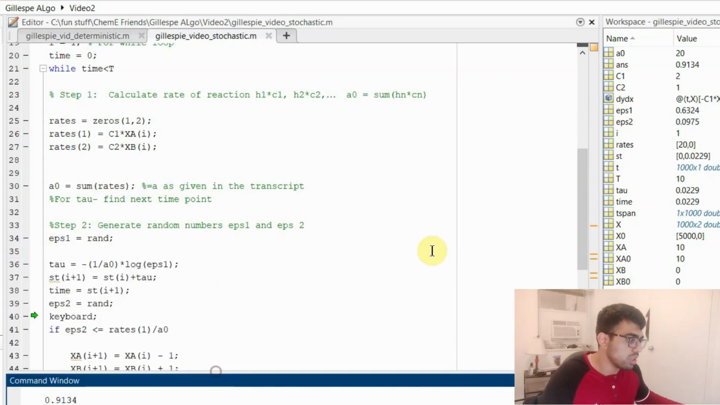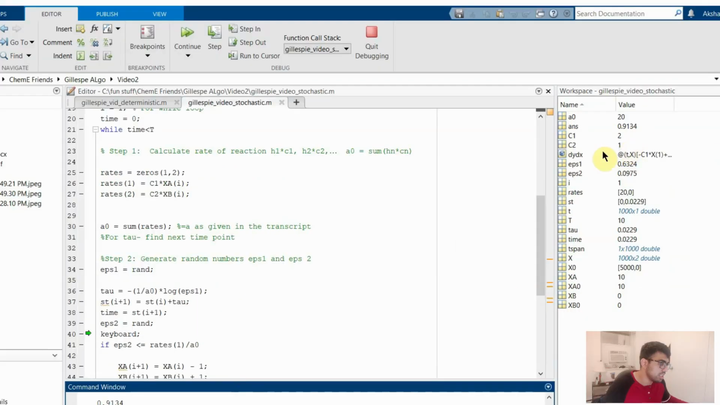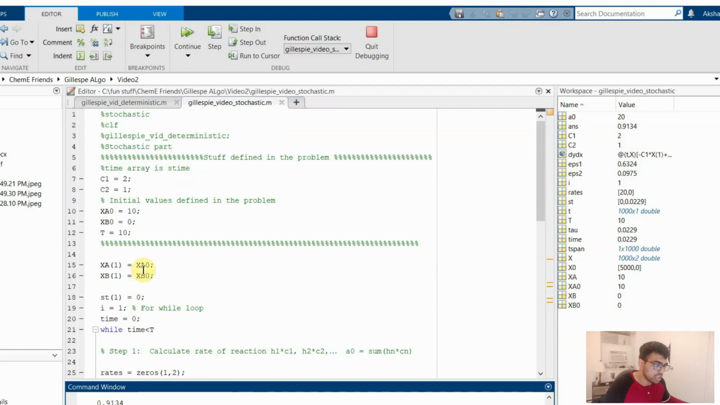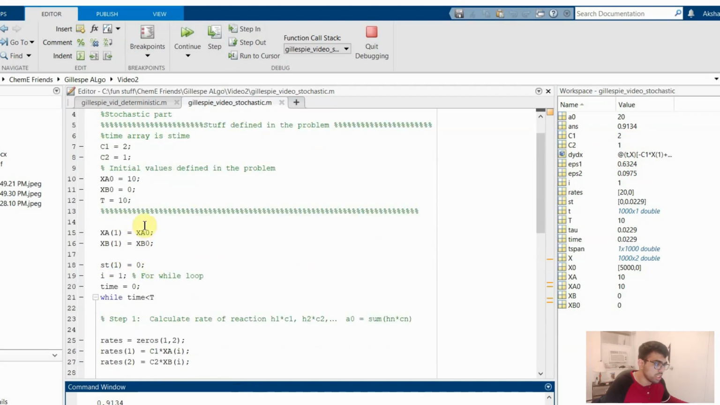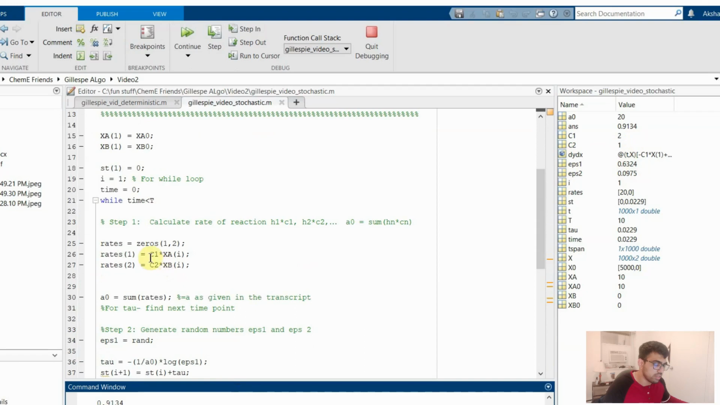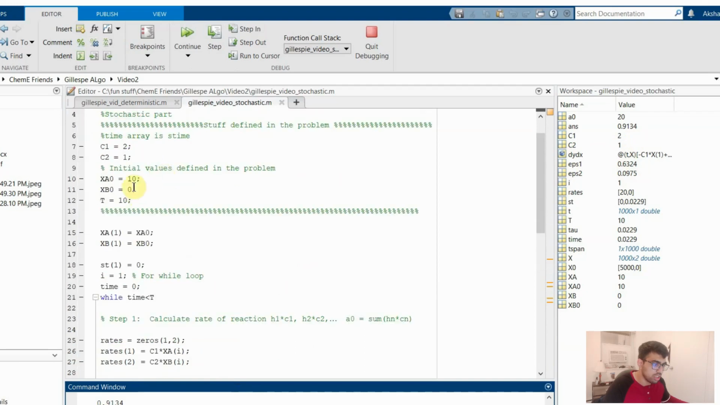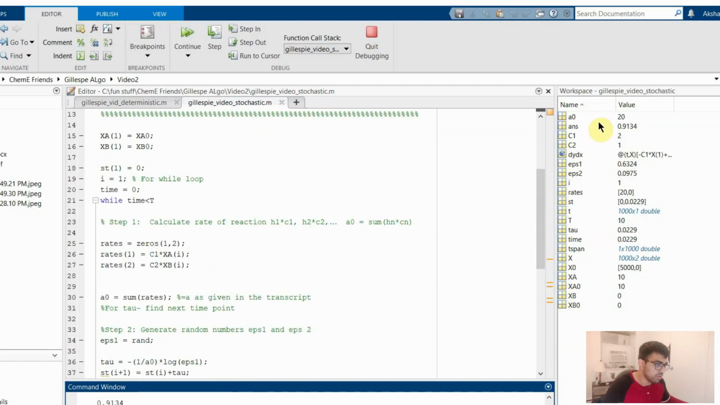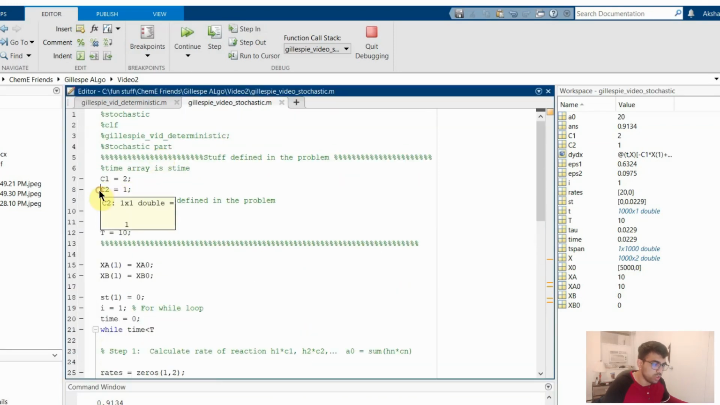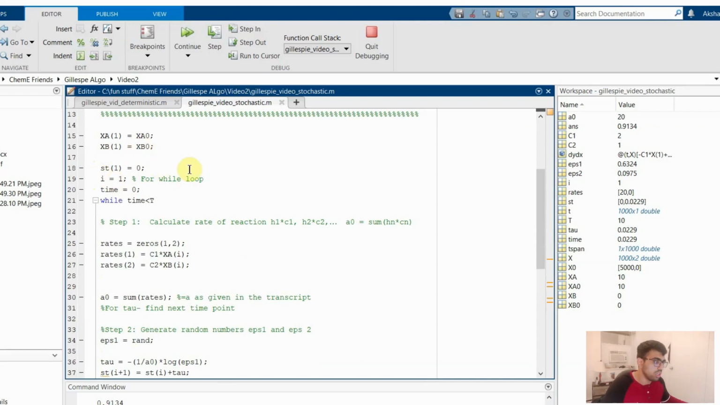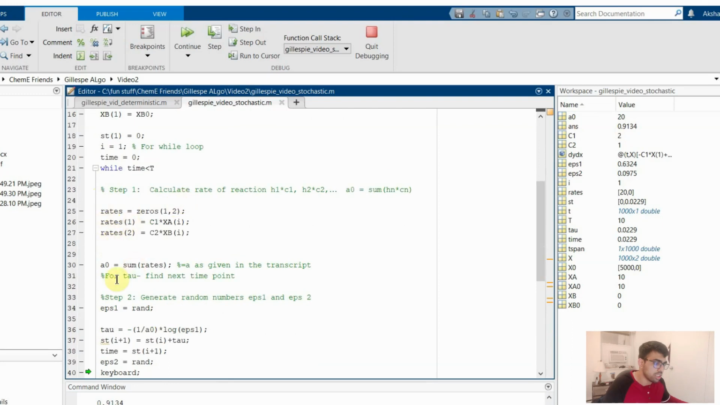Okay, as you can see, C1 and C2 have been defined, right? We know that x naught, the initial x value, is 10. So evidently C1 into xa will give 2 into 10, and there is no xb, so it will be 0 into 1. So C2 into xb, the initial xb is 0. So a naught will be 20, because a naught is the sum of the two rates.